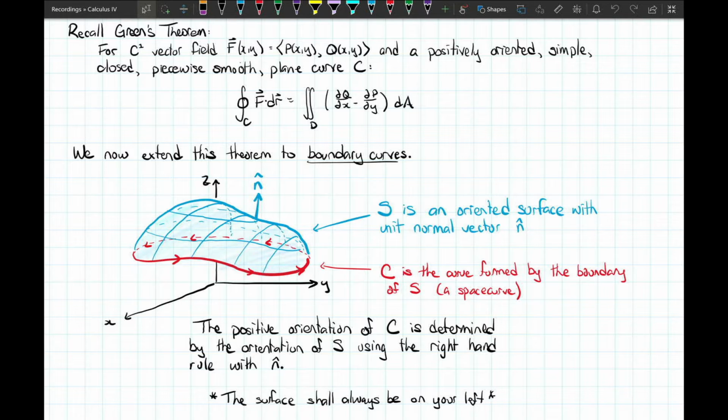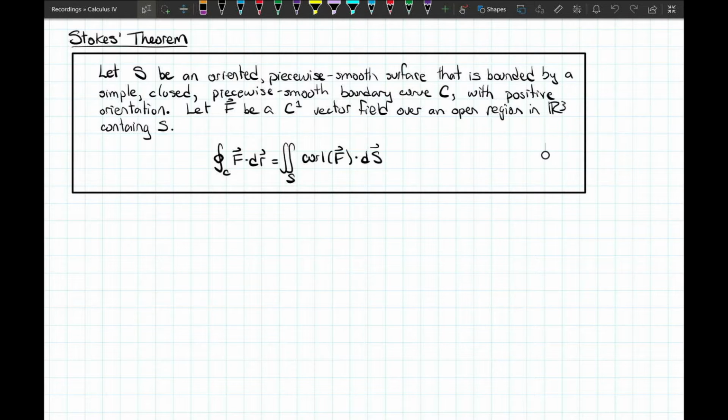With all of these criteria or hypotheses in place, we can establish Stokes' theorem. Stokes' theorem says, let S be an oriented piecewise smooth surface and let its boundary curve C be simple, closed, and piecewise smooth as well, with a positive orientation. Let's assume that F is continuous and that its first order partial derivatives are continuous over a region containing S and also C. Then the line integral over that boundary curve is actually equal to the surface integral of curl F over the surface.